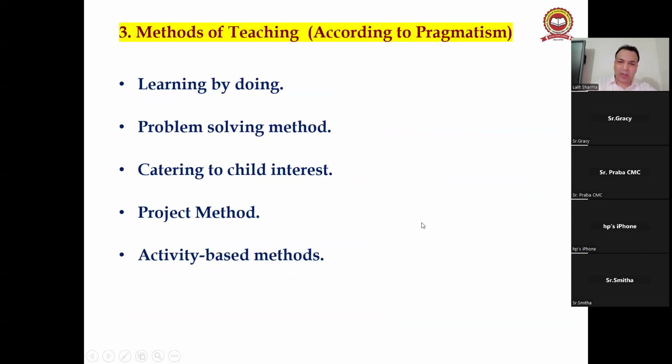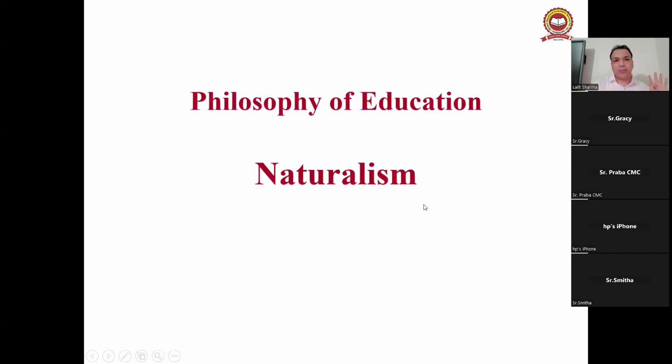Last, method of teaching. According to pragmatism, the method of teaching is learning by doing: problem solving method, catering to child interest, project method, activity based method. So we are done with pragmatism also.